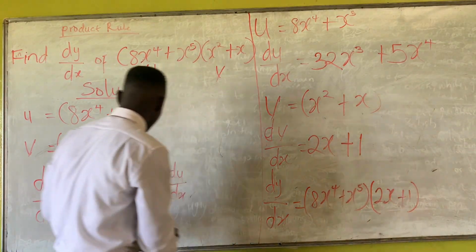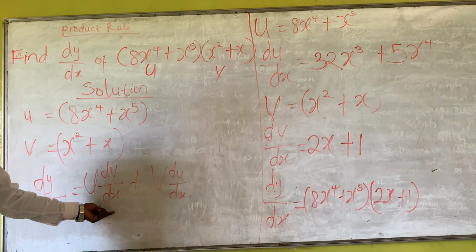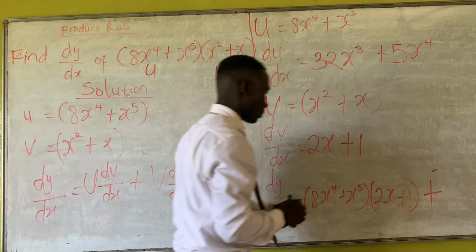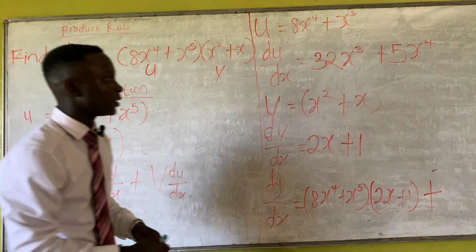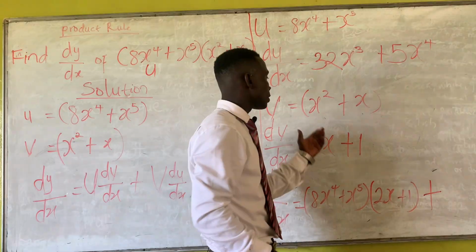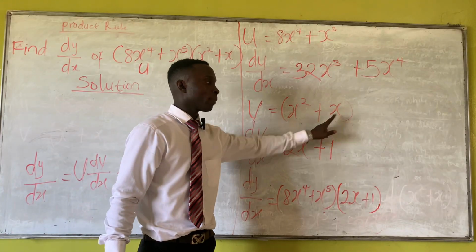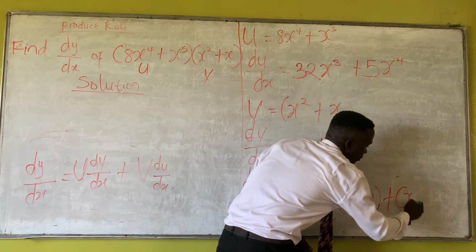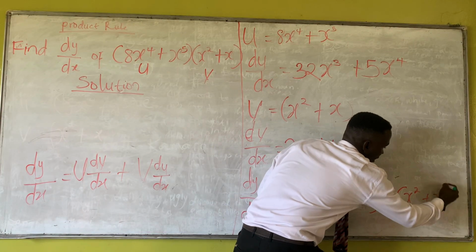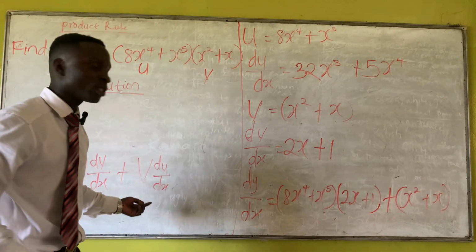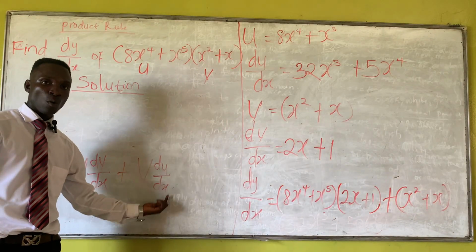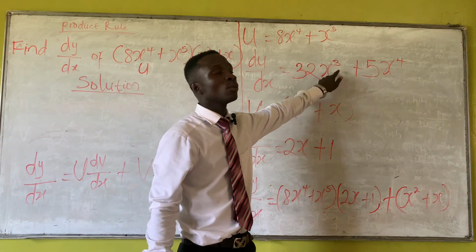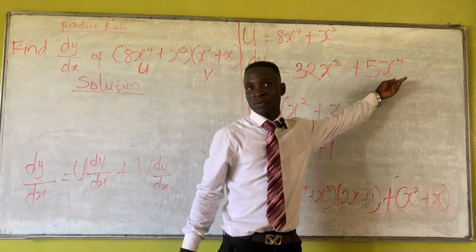After that, we are done with this first part of the formula. We go to the second part, which says plus v. What is our v? We said that our v is equal to x squared plus x. So this becomes plus x squared plus x. Then our v is multiplying du over dx. And our du over dx is 32x cubed plus 5x^4.